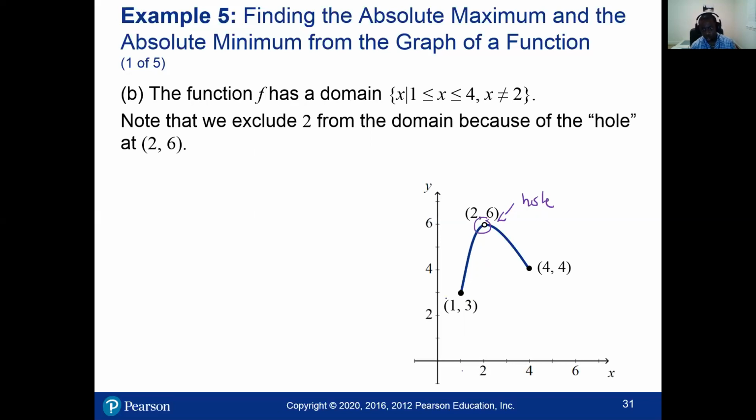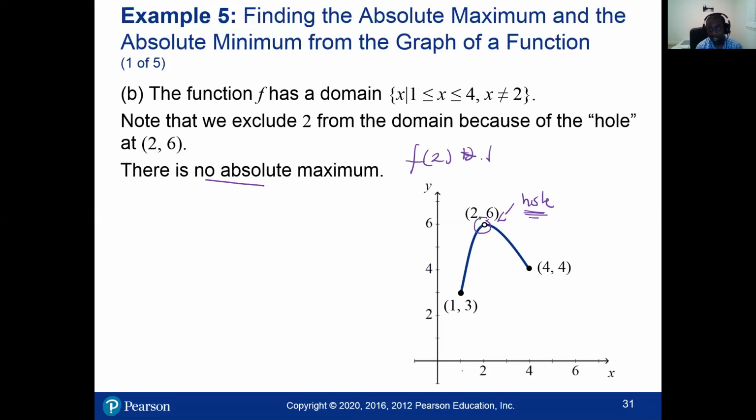Does it have an absolute maximum? If there were no hole and the point existed, then there would be an absolute maximum. Here there is no absolute maximum value, because f of that point does not exist. It's not part of the domain.